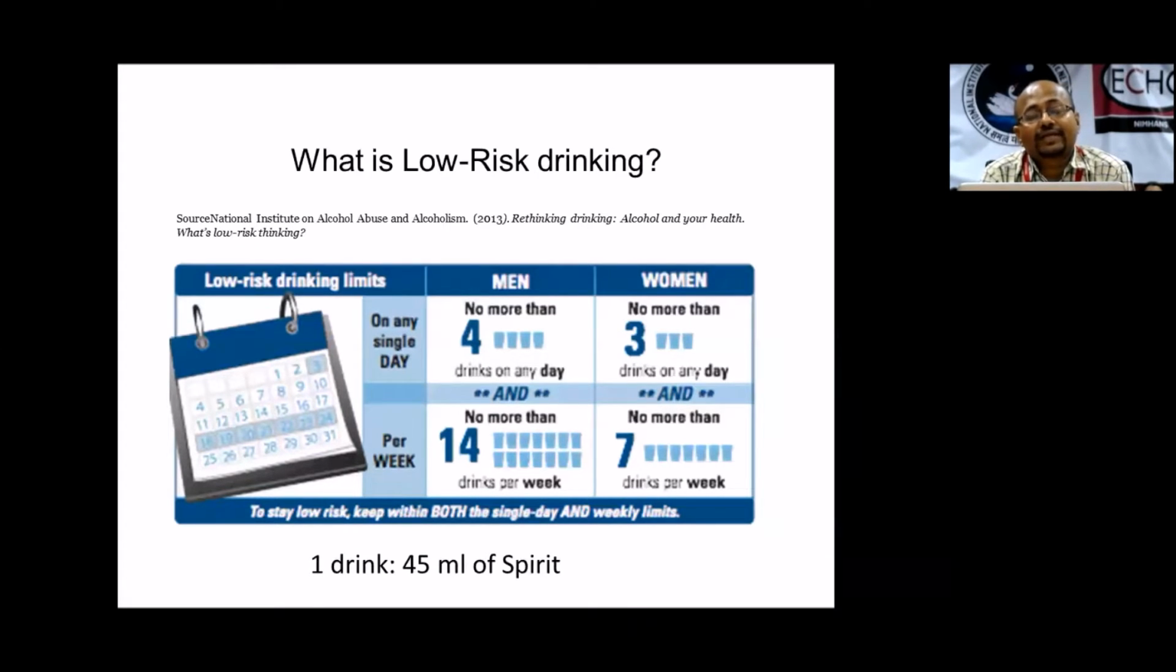Obviously, in the case of women, it is much lesser. As you know, women are more vulnerable to substance-related hazards. So definitely, it's much less. But again, if you want to keep yourself low risk, you take both the parameters. It should not be that you take only 14 a week and take, let's say, 2 per day, and 2 into 7 is 14. No, it doesn't make any sense. So you have to keep both the single-day and weekly limits together.